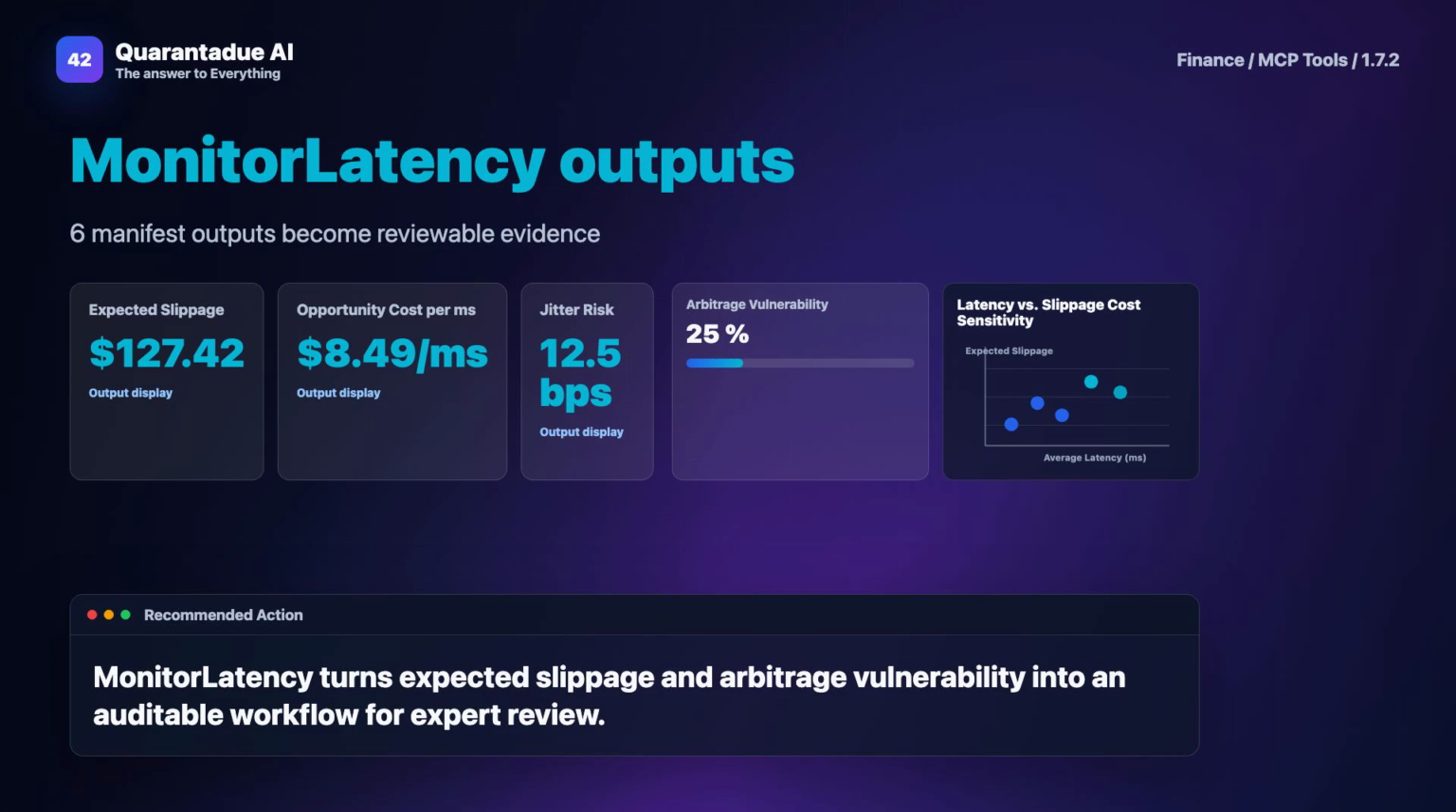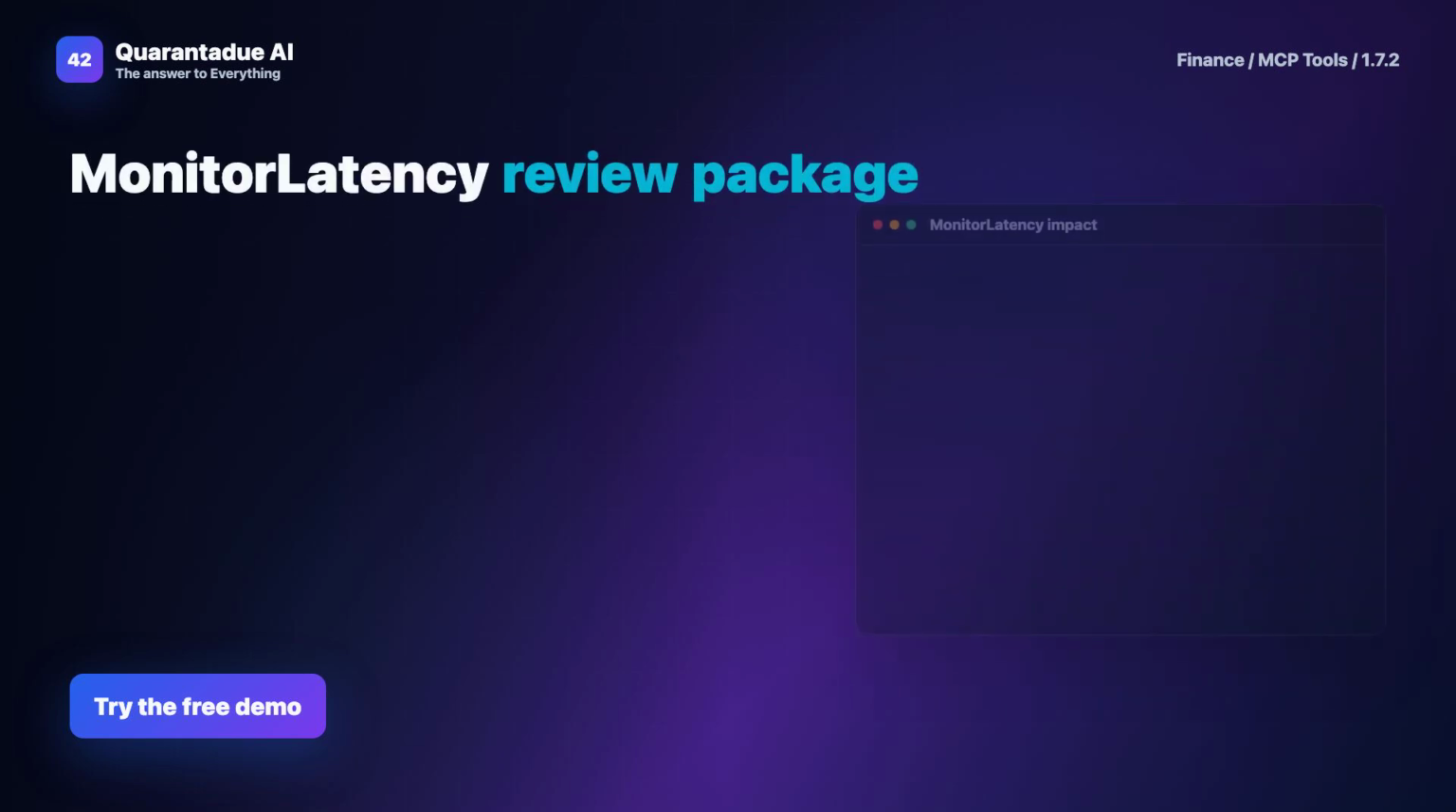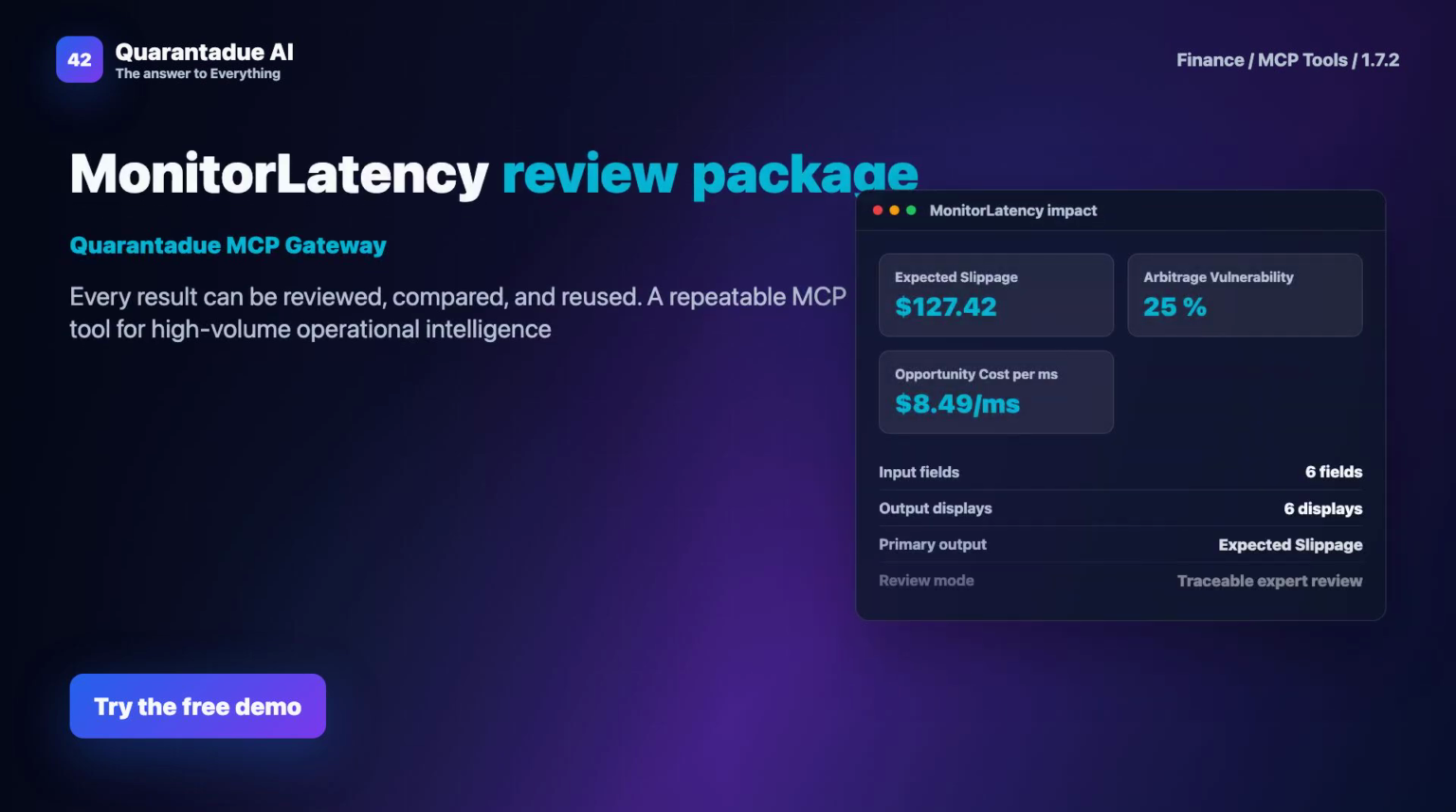Imagine you're running a statistical arbitrage strategy between two correlated assets. MonitorLatency is tracking your network latency to both exchanges. Suddenly, it detects a 50-millisecond increase in latency to exchange A. The software immediately calculates the impact.